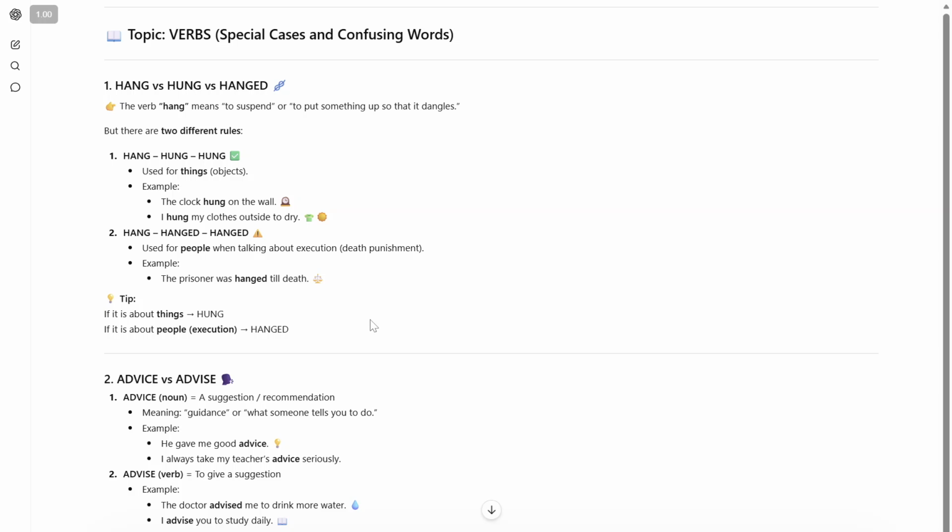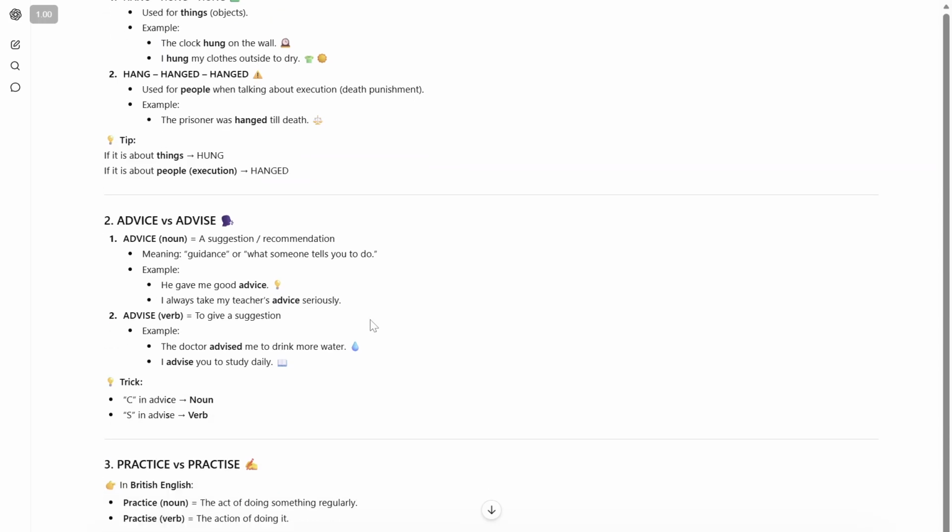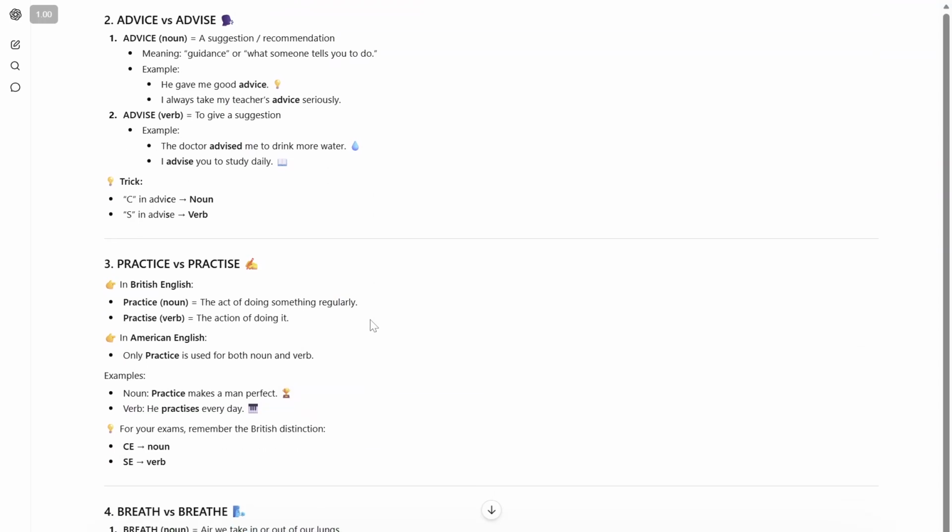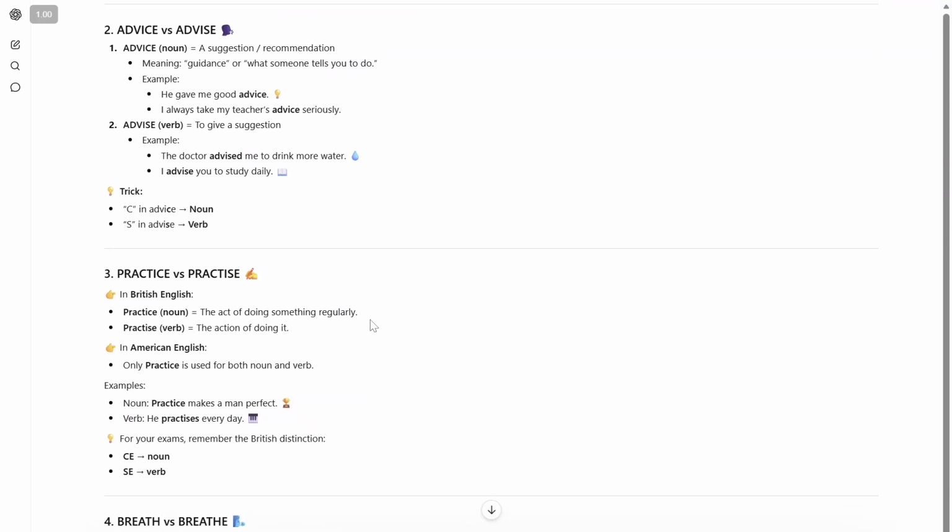Number 3. Practice versus practise. In British English, practice, noun, the act of doing something regularly. Practise, verb, the action of doing it. In American English, only practice is used for both noun and verb. Examples, noun: practice makes a man perfect. Verb: he practices every day. For your exams, remember the British distinction: CE, noun; SE, verb.